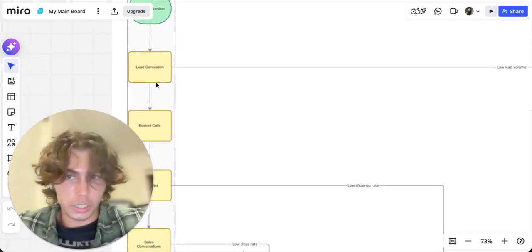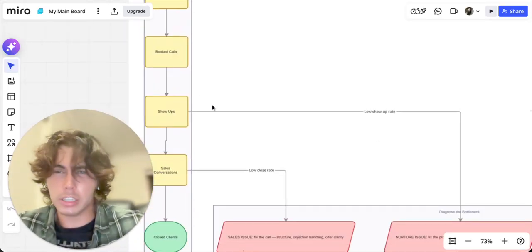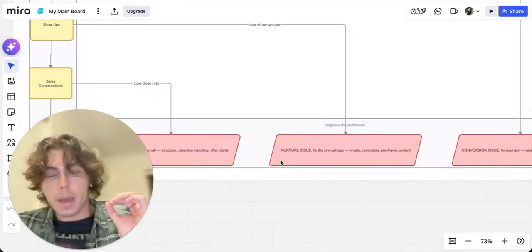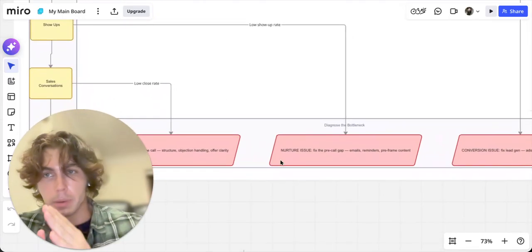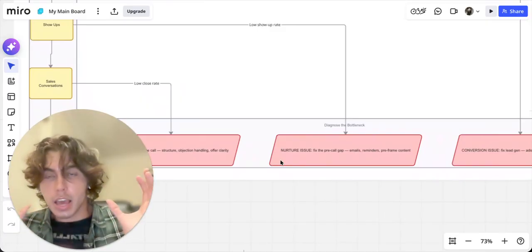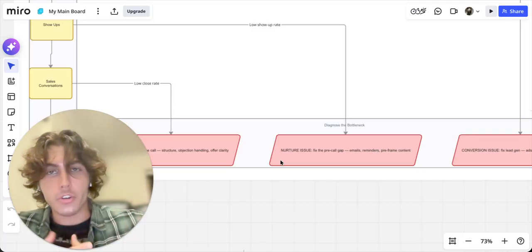Now, let's say that your lead generation's fine, but you're having really low show-up rate on your booked calls. Well, that obviously is a nurture issue. That means that the gap between people booking a call and people showing up live for that call is not enough time spent nurturing that lead.